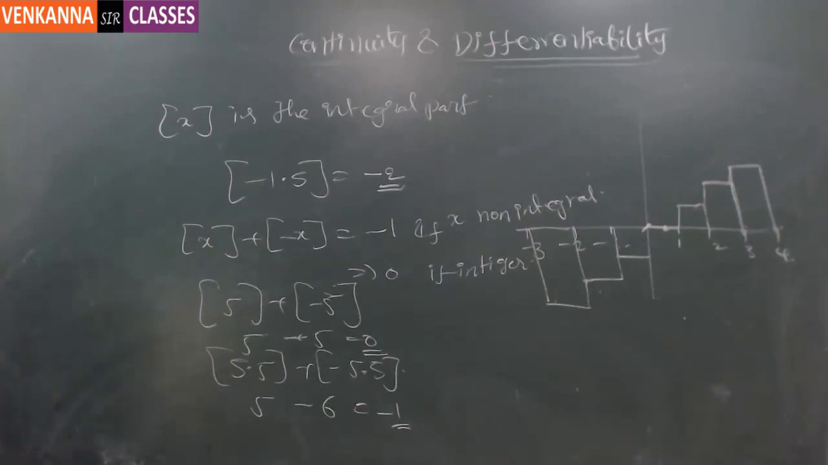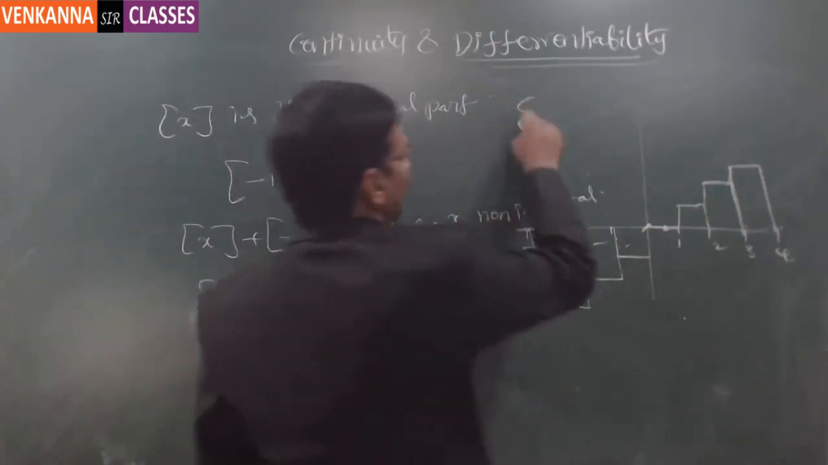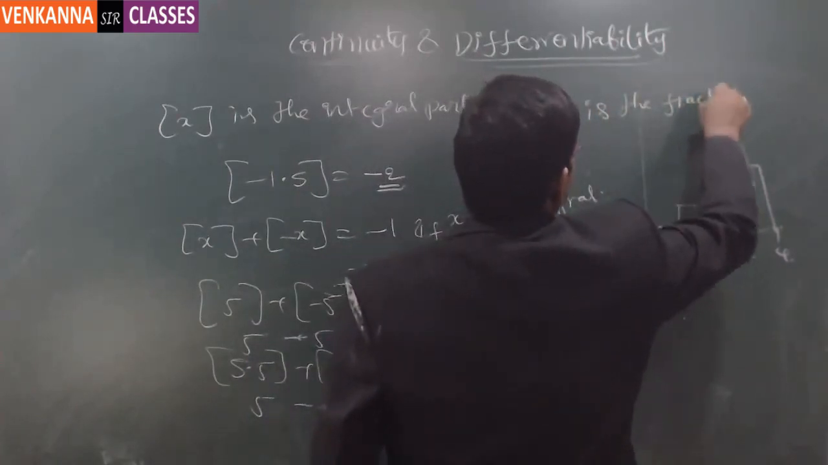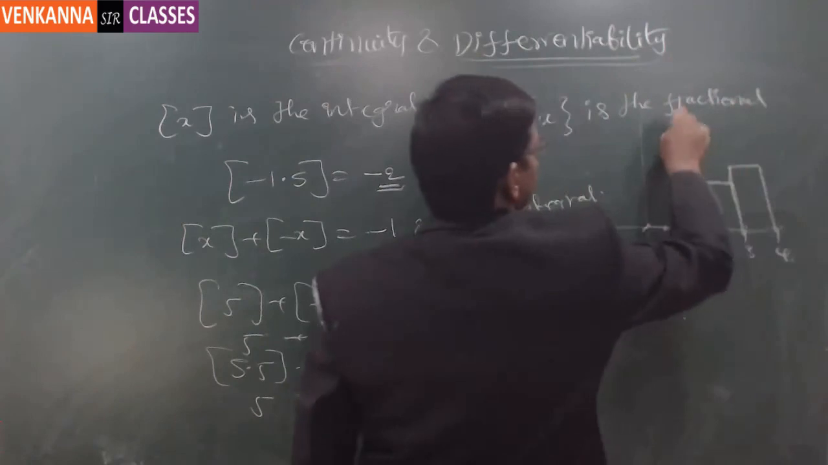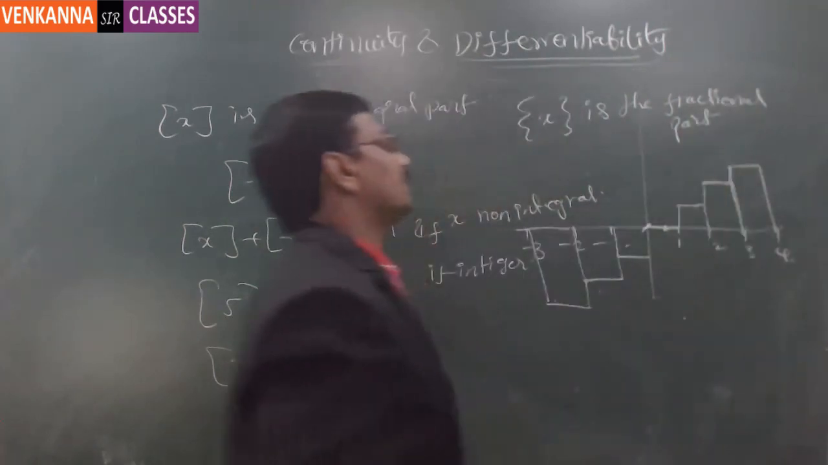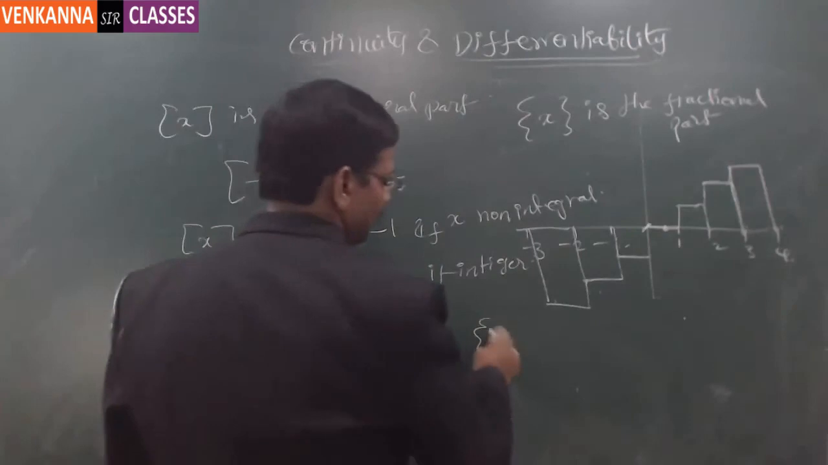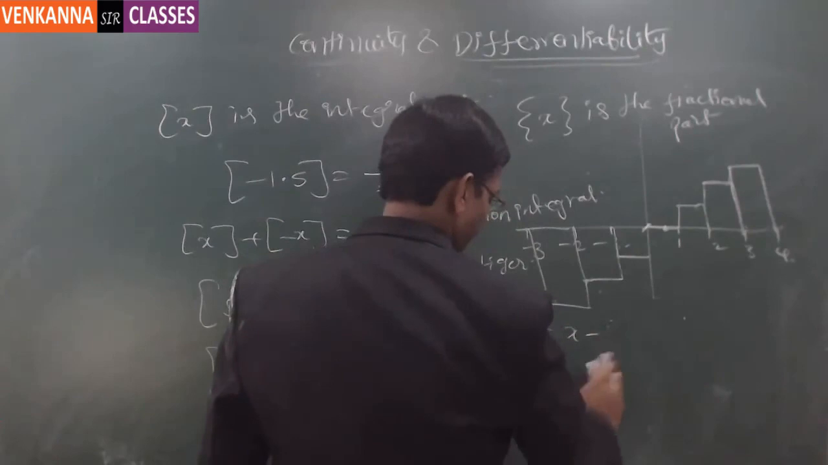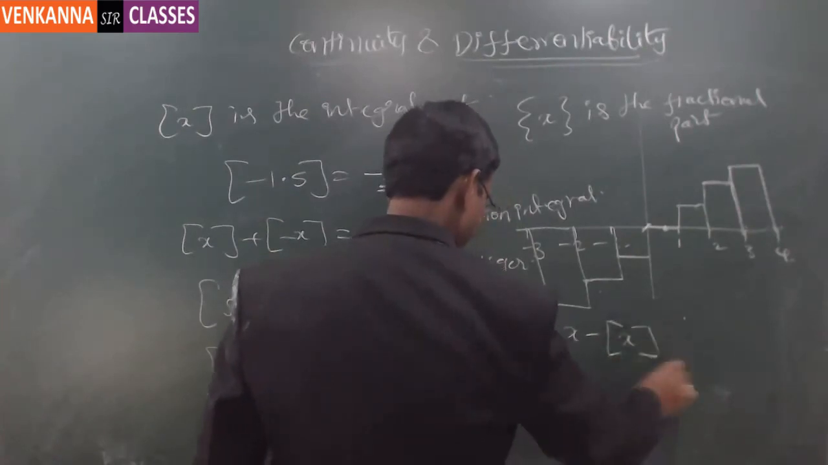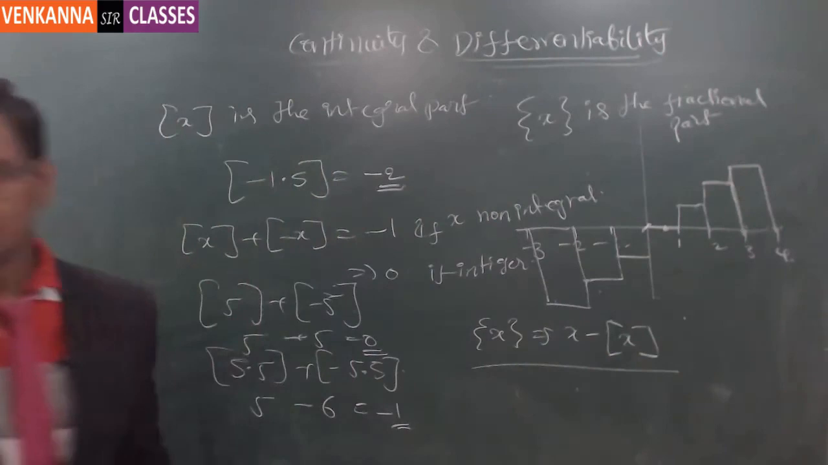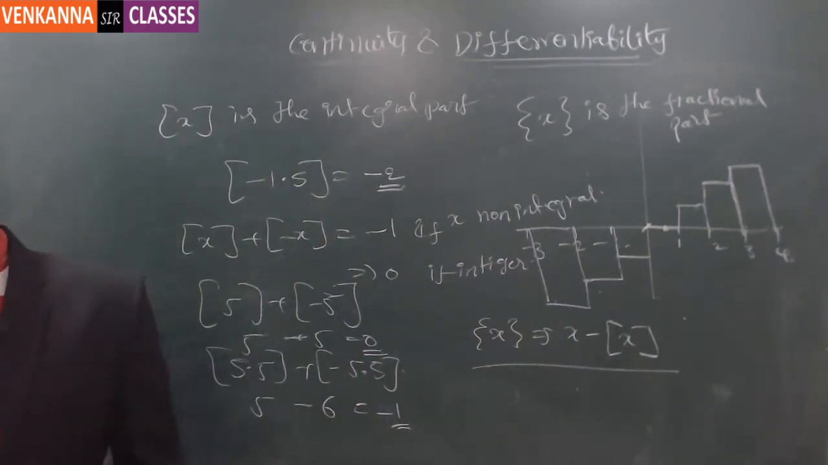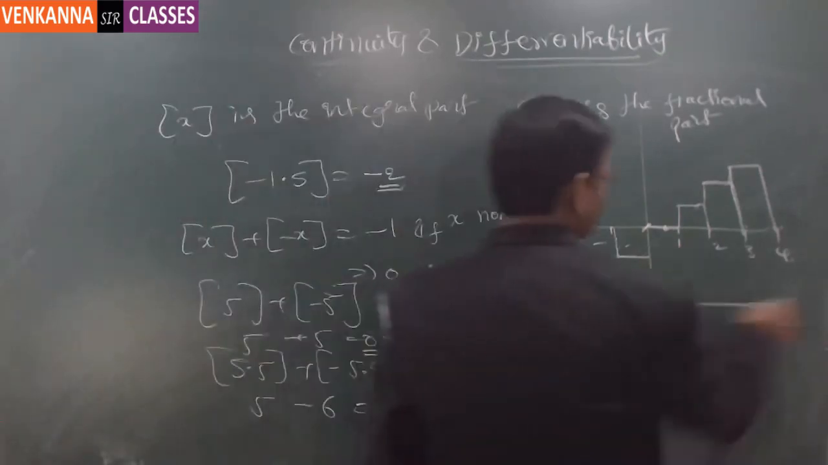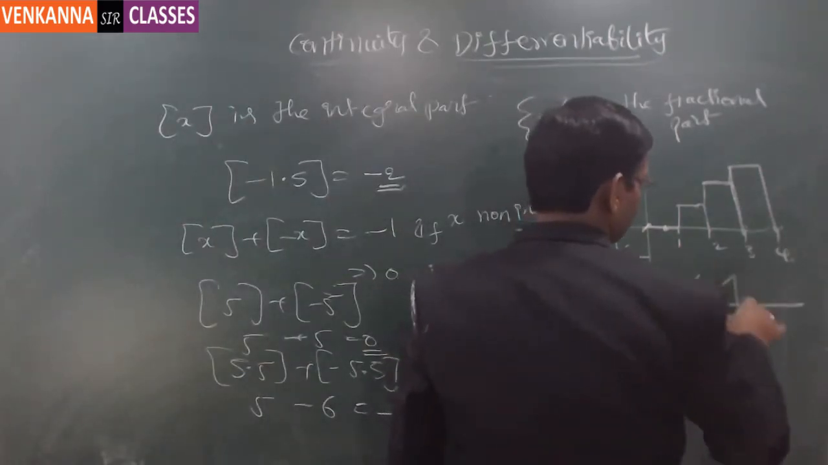Then set x is defined as the fractional part of it. This is the fractional part. The fractional part is always written as set x is equal to x minus step x. Got it? Now, on the positive side, we have defined the function, and it is coming out to be a function like this.